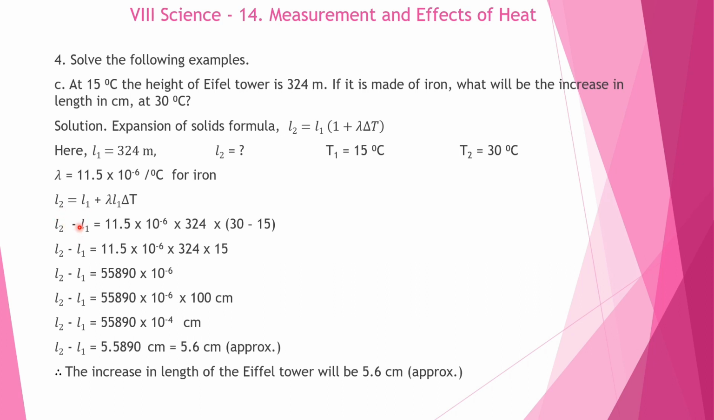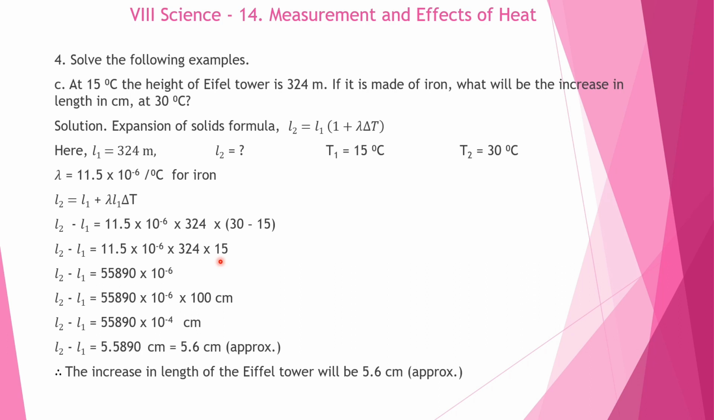It becomes minus because it was positive. L2 minus L1 is equal to lambda L1 delta T. Lambda is 11.5 into 10 raised to minus 6, into L1, 324, into delta T, 30 minus 15, which is 15. This is lambda, L1 and delta T, where delta T is T2 minus T1, 15.